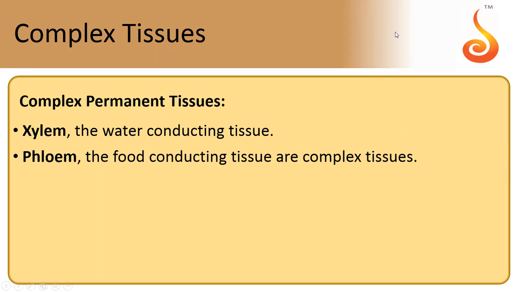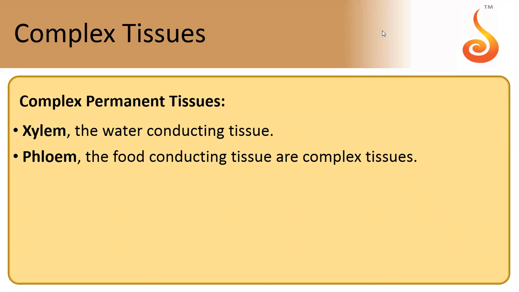So again I repeat, complex tissues are those which are made up of more than one type of cells, and each cell is structurally and functionally different. There are two types of complex permanent tissues: one is xylem and the other is phloem. Xylem is the water conducting tissue for the plant, and phloem is the food conducting tissue for the plant. These are the two types.